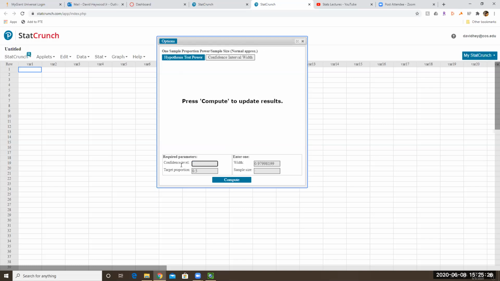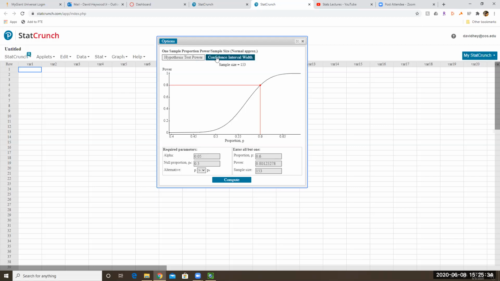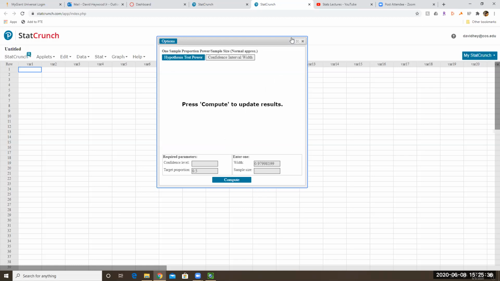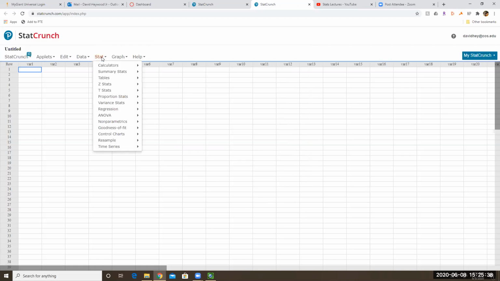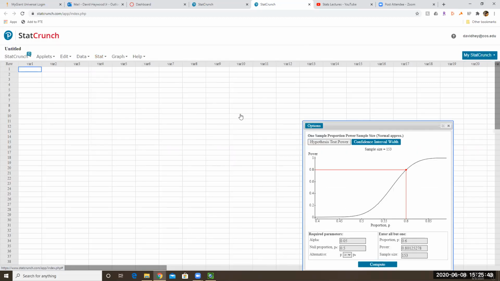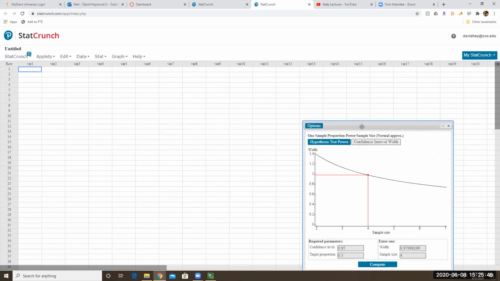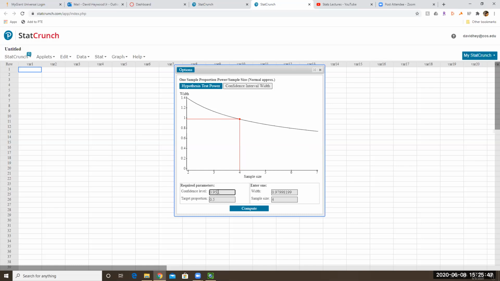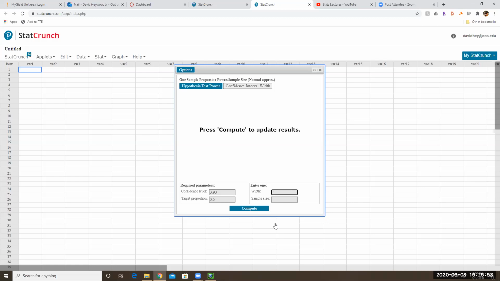Okay, so we can enter those things. Confidence level, we want that to be 90%. I'm not sure if I should enter a decimal or a percentage. Let me see what the setting is. Stat, proportion stats, one sample, power sample size. It looks like a decimal, so we should enter a decimal. I'll say 90% as a decimal. The width, we said, we want the width to be 0.08.